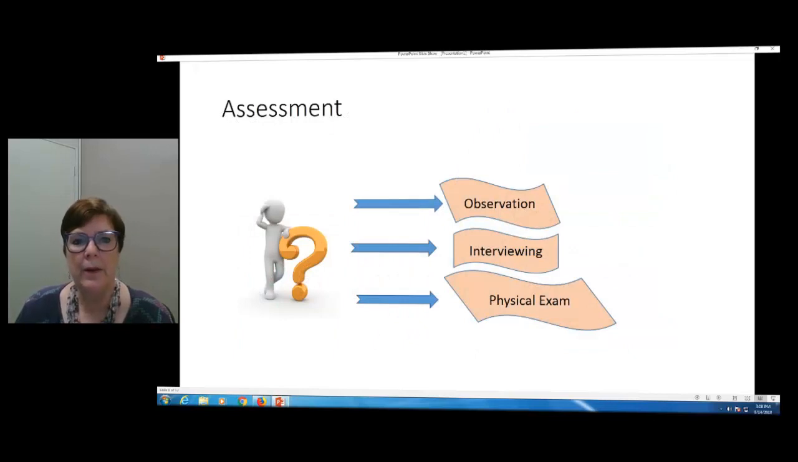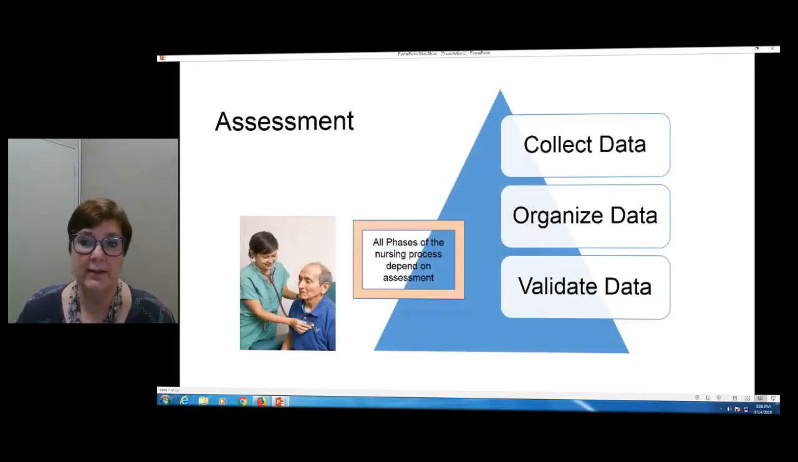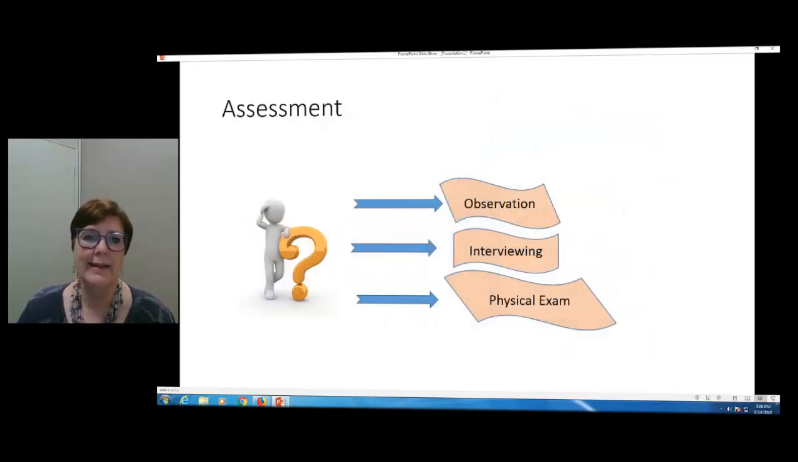So, we've just said that in order to do an assessment, we've got to collect data, we've got to organize it, and we're going to validate it. So how are we going to get this data? Well, when we go and check on our patients, we are going to be observing them. We're going to be interviewing them, particularly if this is an admission assessment, and even with the shift assessments. And we're going to do a physical exam. So we're going to use those three methods to gather the information that we need on this patient.